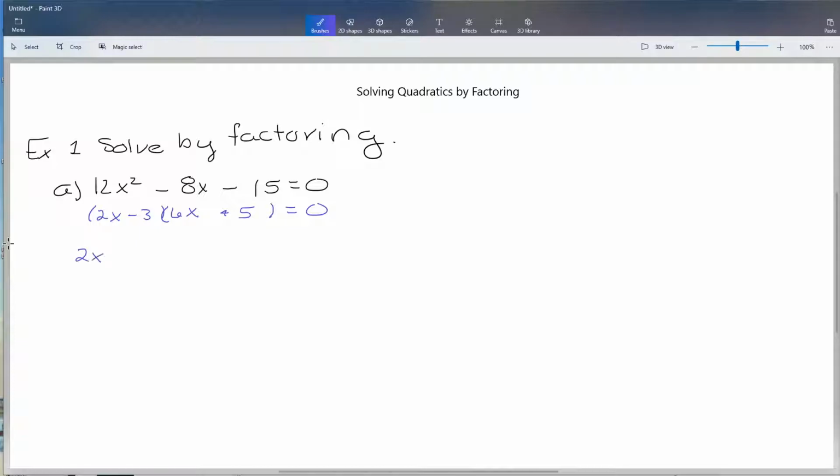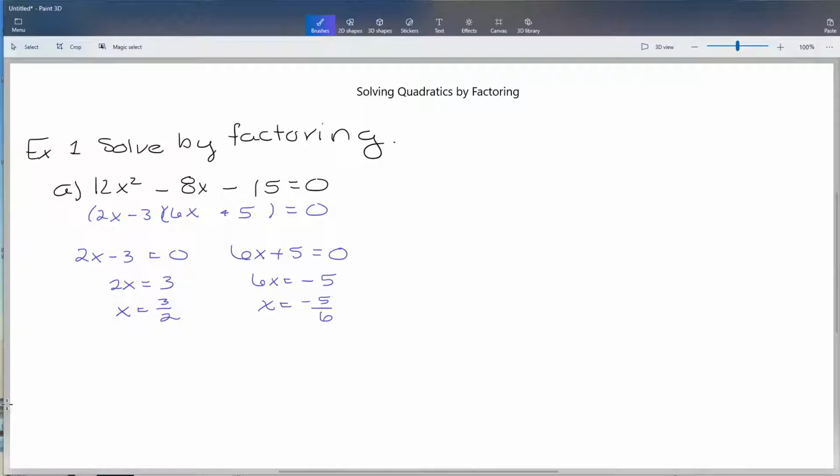I'm going to set each of them equal to 0. Okay, and then I'm going to finish solving. So here I'm going to add 3 to both sides and divide by 2. Okay, and over here I'm going to subtract 5 from both sides and divide by 6. Okay, so we have two different solutions here.